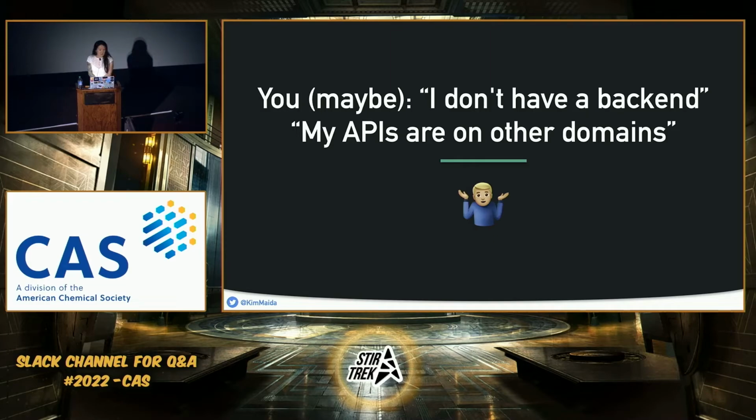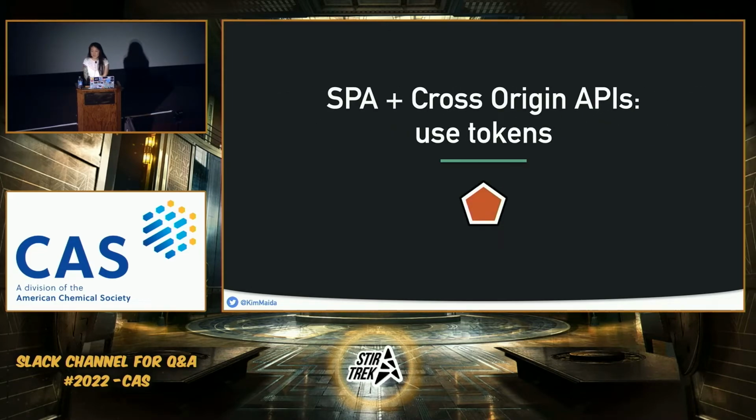But maybe you need to scale. Maybe you have a JavaScript app that doesn't have a backend, or maybe you have a JS app that calls APIs that live on other domains. And if this is the case, then you will need to use tokens.